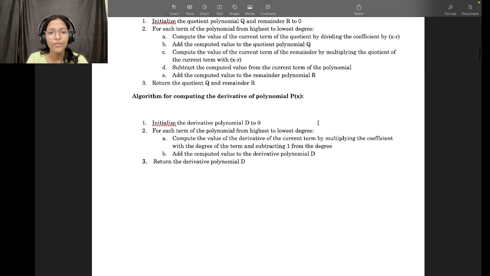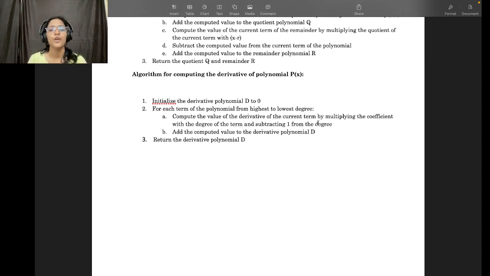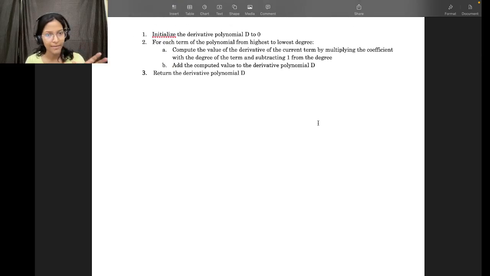Now the algorithm for computing the derivative of polynomial P(x). The first step is to initialize the derivative polynomial d to 0. The second step: for each term of the polynomial from highest to lowest, first compute the value of the derivative of the current term by multiplying the coefficient with the degree of the term and subtracting 1 from the degree. Second, add the computed value to the derivative polynomial d. The third step is to return the derivative value d.